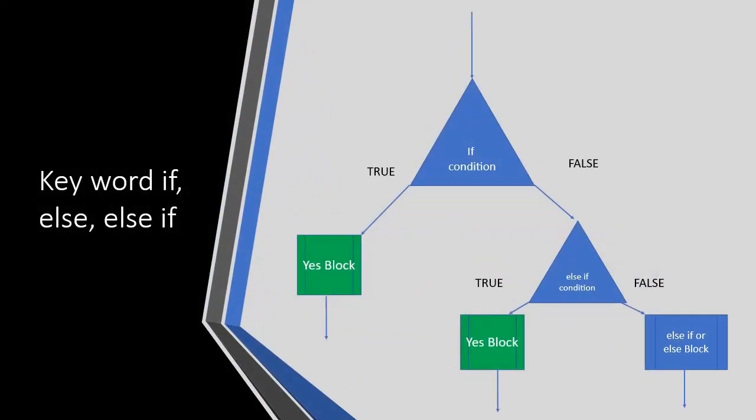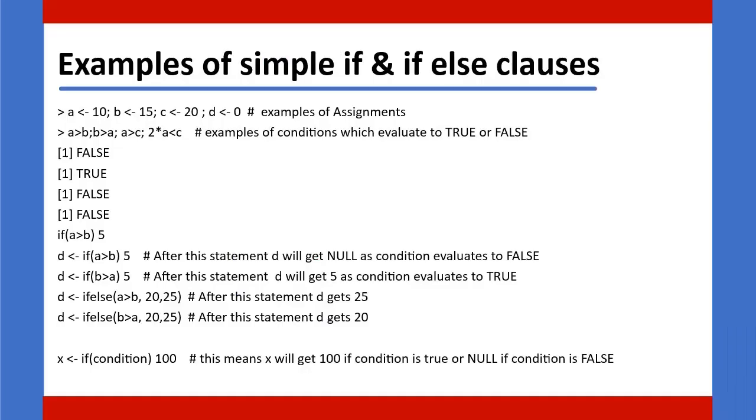Now we will see another variation. In this variation, if both the if condition and else condition are not satisfied, then control flows to check whether one or more else if is there. If not, else is evaluated. Let us explore the control structures if, else if, etc. in RStudio. We will see some examples of simple if and if else clauses.